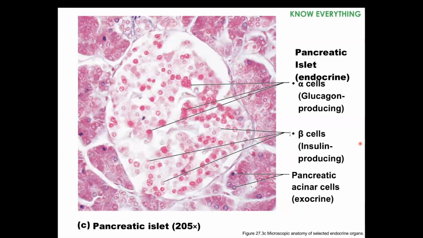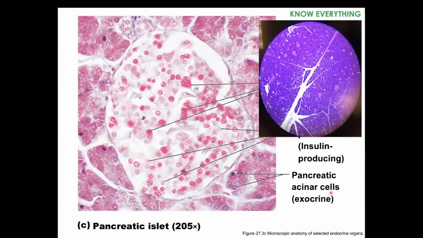The endocrine cells within the pancreatic islet are called alpha cells and beta cells. Alpha cells are the dark stained pink areas here and produce glucagon. And the beta cells are the lighter pink ones down here and will produce insulin. On the outside of the islet, we have our exocrine pancreatic acinar cells.